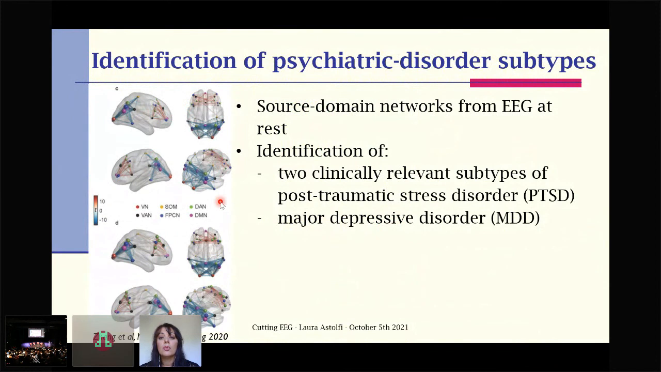We also applied, in a recent study published last year, connectivity analysis in the source domain to identify different subtypes of psychiatric disorders, with very good results in the capability to discriminate between two different subtypes of post-traumatic stress disorder, and also major depressive disorder, all based on source domain networks obtained from EEG at rest. So this is very easy to collect from patients, and this is a very important application.